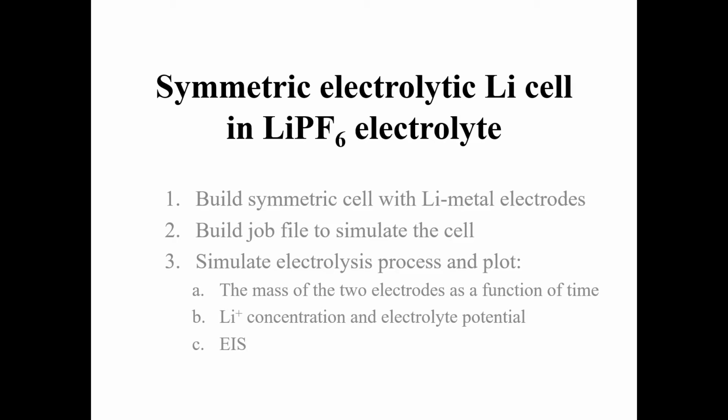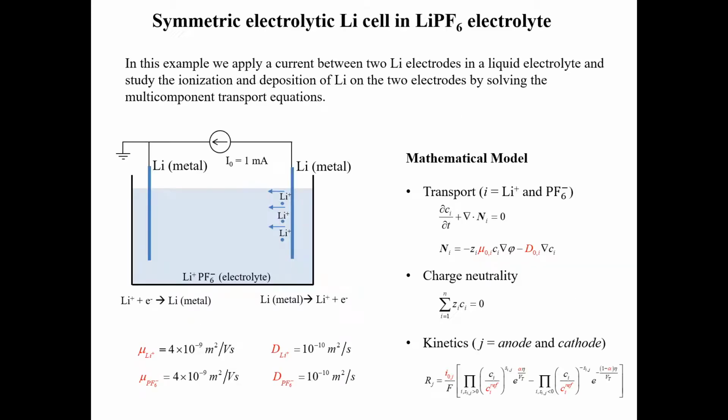So in this video we're going to be going over how to make a symmetric cell with lithium metal electrodes and LiPF6 electrolyte. Once we build this cell, we're also going to create a job file to simulate the cell. In this simulation we're going to be plotting the mass transfer of the two electrodes as a function of time, the lithium concentration and electrolyte potential, and the EIS.